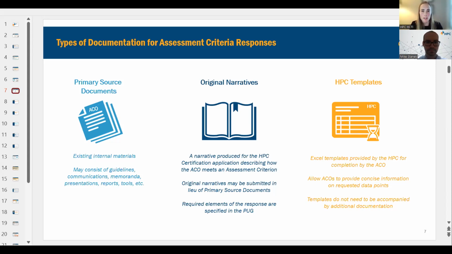I'll also note one other thing here just about confidentiality, and we'll get into this later in the webinar. But I will pause here just to remind folks that in general, information that is submitted as part of the ACO certification process is held confidential. And we'll talk a little bit more about this near the end of the webinar.